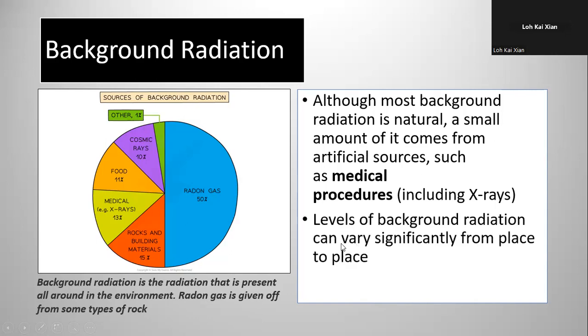Levels of background radiation can vary significantly from place to place. The idea that it can vary from place to place is because sometimes, due to human activity, they may have transported radioactive material from one place to another. It's probably found in sand. Certain places may have a lot of radioactivity. But radioactivity is something we cannot see. Unless we use a detector, we don't know it's there. Okay, that's what it means. Levels of background radiation can vary significantly from place to place.